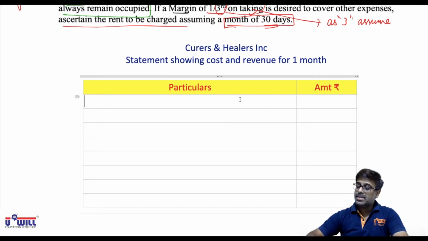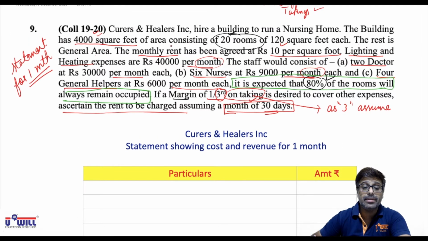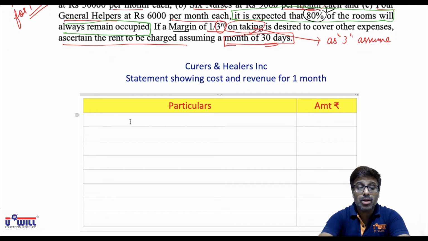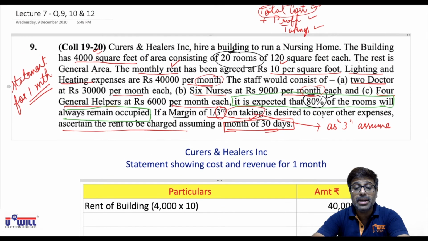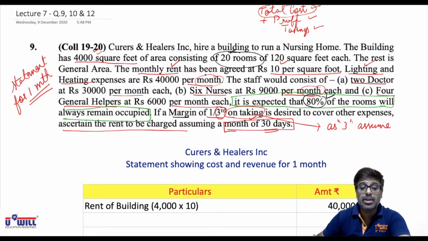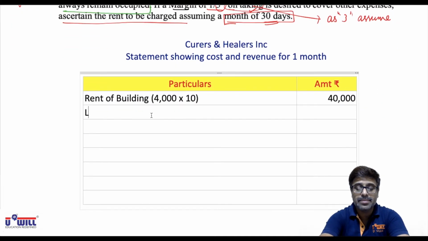Now let us find out the various costs and expenses to be attended. Very first expense in the question is the monthly rent. Monthly rent is 10 rupees per square feet. So rent of building would be 4,000 square feet into rupees 10, that would come to 40,000. Then after the rent of the building, we have lighting and heating expenses. They are already given as 40,000 per month, so directly we will take 40,000.